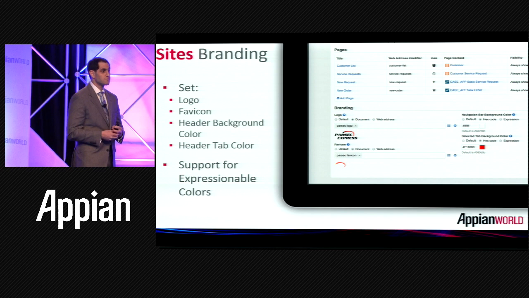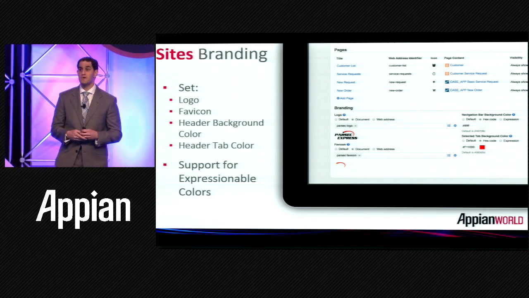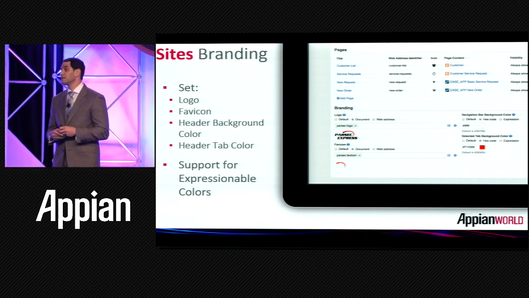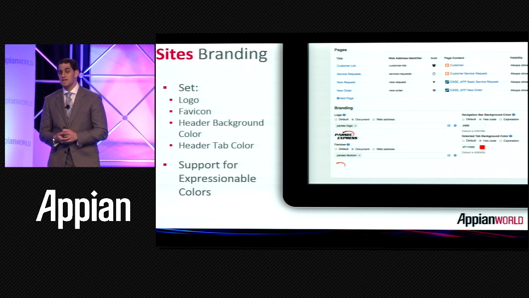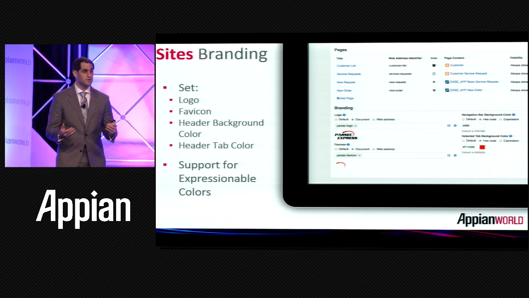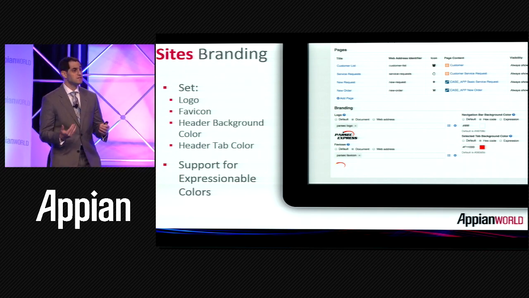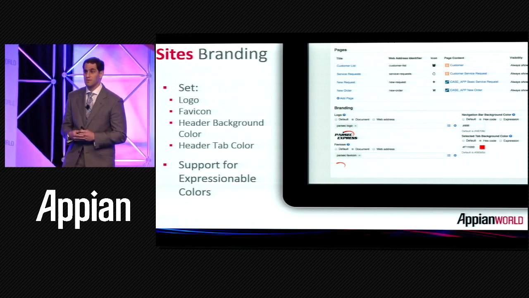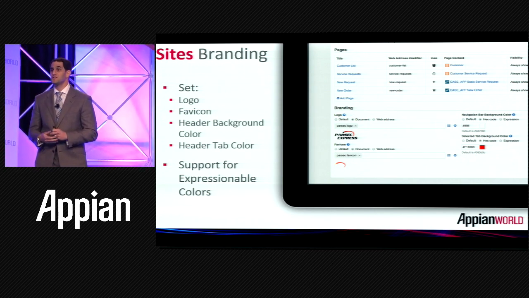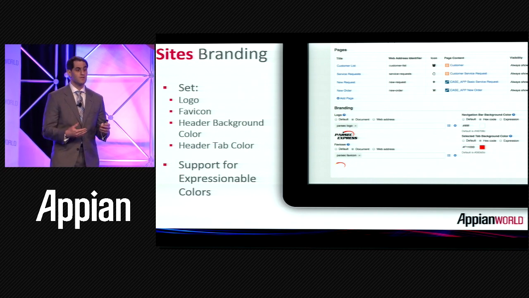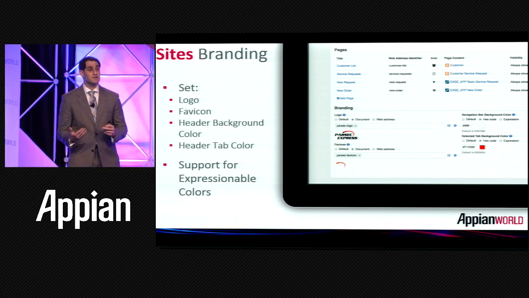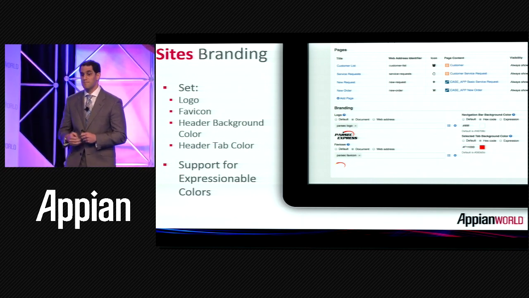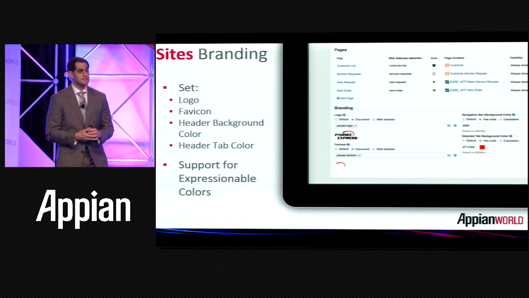Another major sites improvement is the addition of new branding capabilities. Branding is a great way to personalize your site. It gives them a familiar look and feel, or a motif that they're used to working with compared to their other applications. When configuring branding, you can configure the logo that a user sees, the browser icon that they see, the header background color, and the selected tab color.